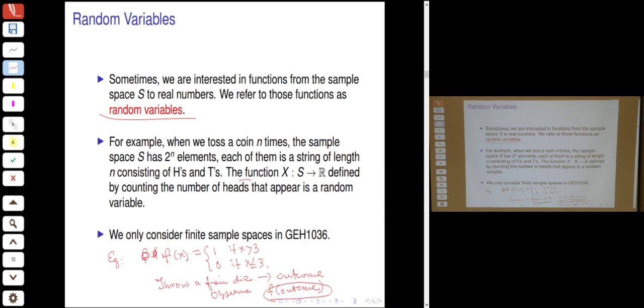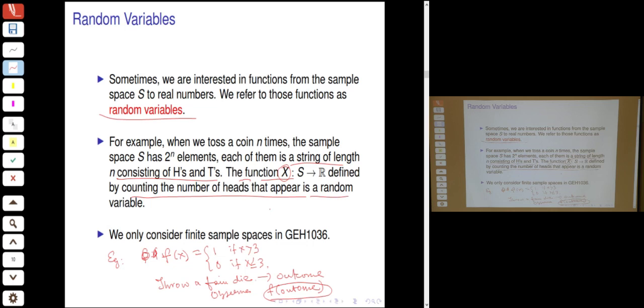So this is the outcome, right? The outcome is a string of length n consisting of h's and t's. What is a random variable? For a random variable, you need a function which takes as input an outcome and spits out a number. So the function we will be interested in, which we will symbolize by the symbol x, is just counting the number of heads that appear.